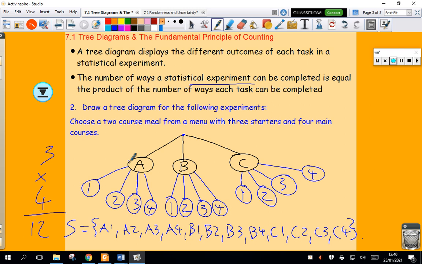As the numbers of things increase, if I had 10 starters and 20 main courses to choose from, all of a sudden you'd have 200 different things. The tree diagram would become very impractical in that situation. So tree diagrams are handy when there's a small number of ways to complete a small number of tasks.